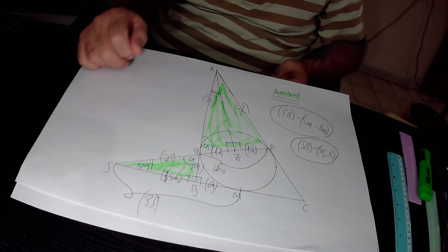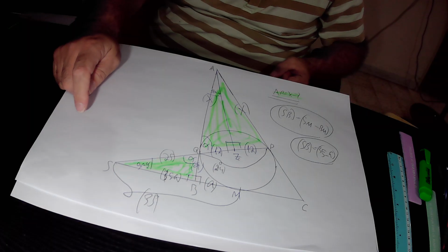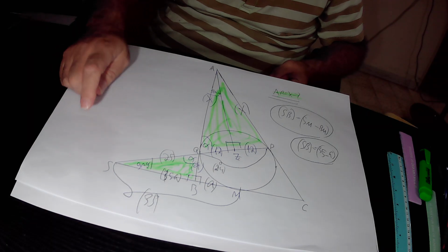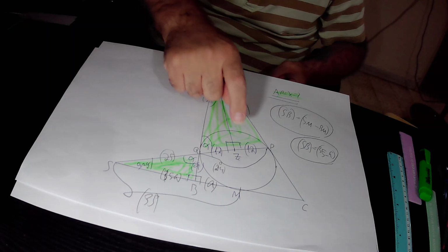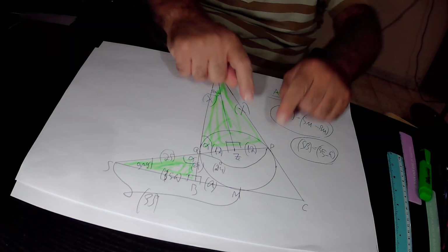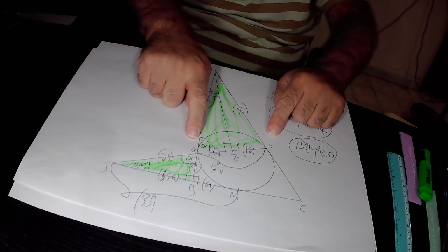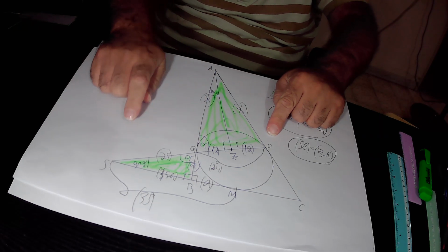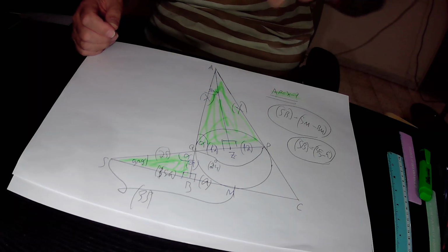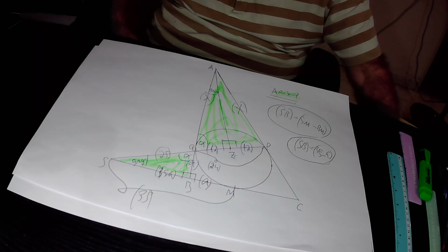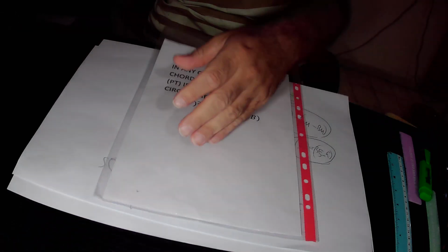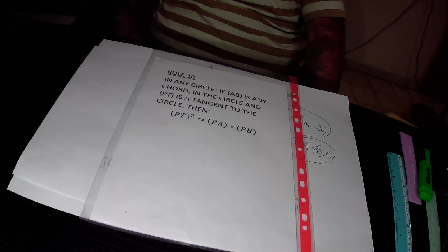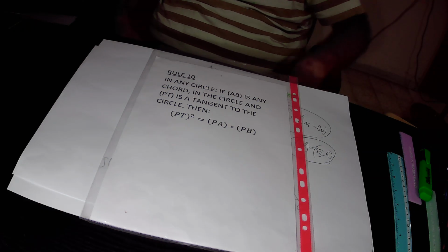In the next step, we focus on this common external point, point S. From point S, we have tangent SM, which is tangent to this circle at point M. Likewise, we have chord PQ, the extended chord PQ, that reaches point S. So all the conditions of rule 10 are satisfied, and therefore we can implement rule 10. Let me quickly repeat rule 10, which is true in any circle. If AB is a chord in the circle and PT is a tangent to the circle, then the following equation is true: PT squared equals PA times PB.